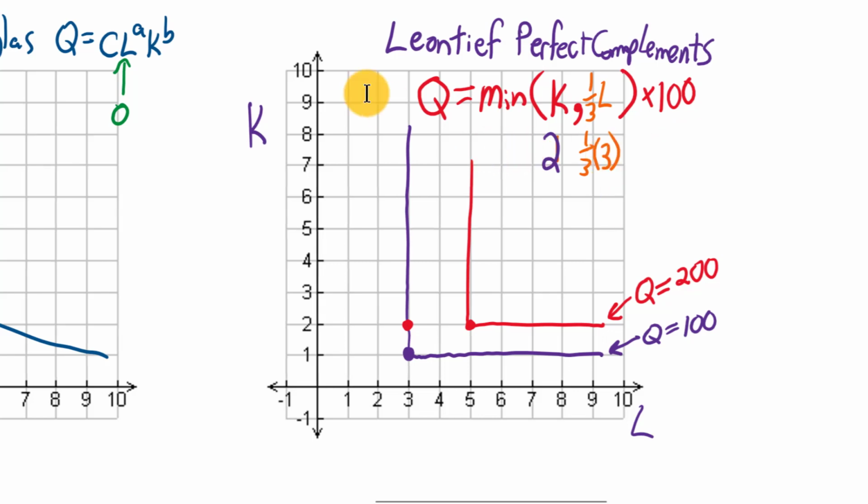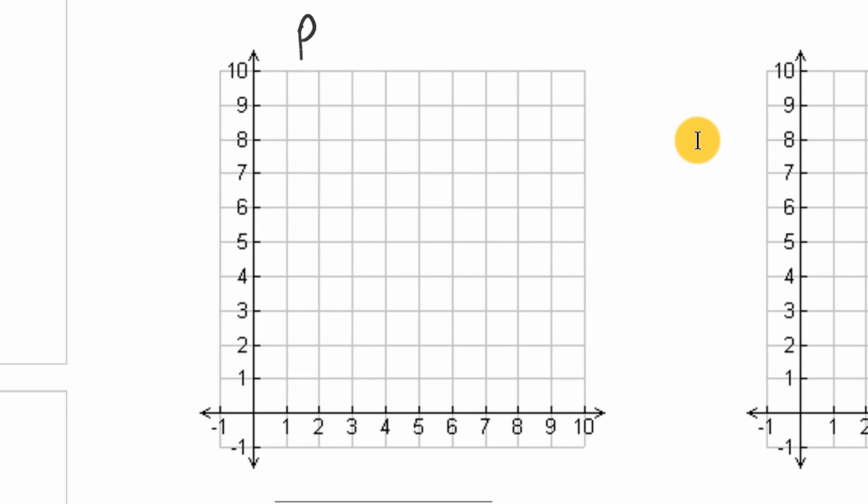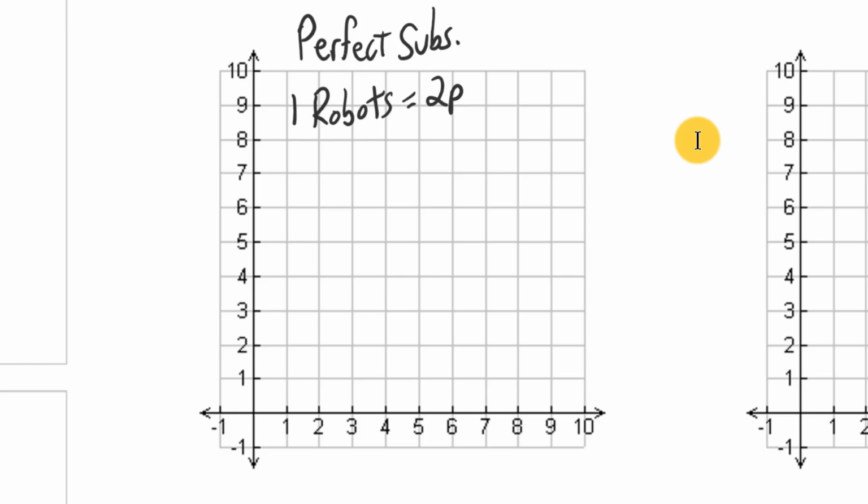So the long story short, if you see a production function that has a minimum in it, it's probably a Leontief production function. Another example is, what if we had perfect substitutes? Perfect substitutes means maybe we have robots and we have humans. We can use either one. They can do exactly the same things as each other, and we can perfectly substitute between them. Let's suppose in this case that robots are twice as good as people, twice as fast. So 1 robot equals 2 people in terms of effectiveness.